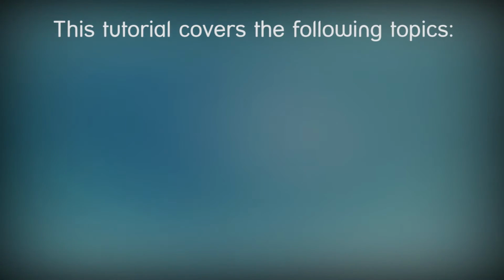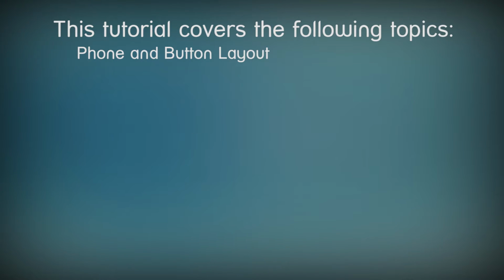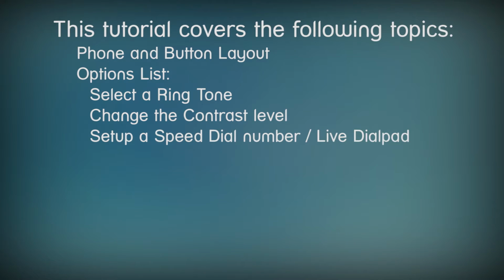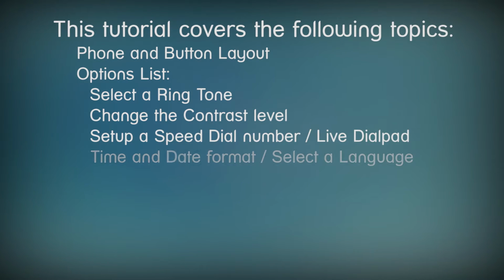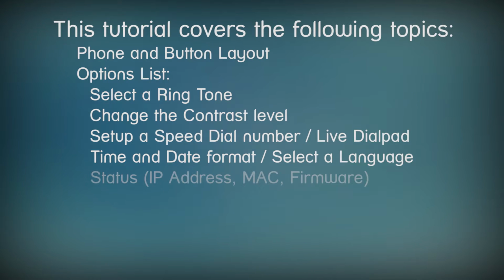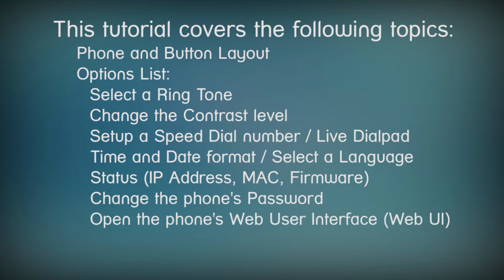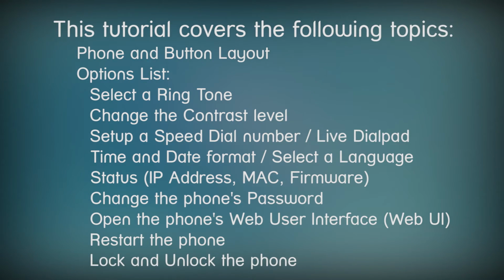In this tutorial, I'll cover the following topics. We'll take a quick look at the layout of the phone. Then we'll go through a series of options where you can select a ringtone, change the contrast level of the LCD screen, set up a speed dial number and live dial pad, modify how the date and time are displayed, choose a language, check the status of the phone, change the phone's password, open the phone's web user interface, restart the phone, lock and unlock the phone.